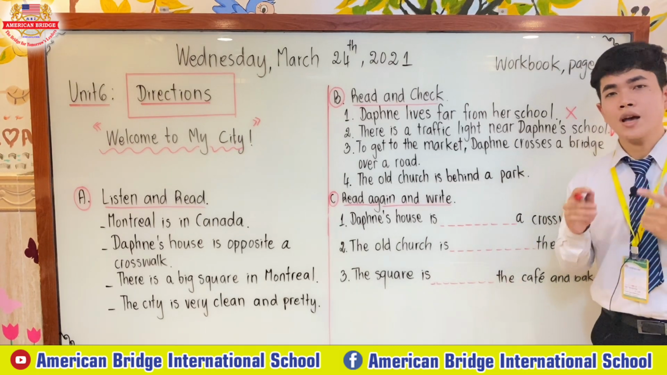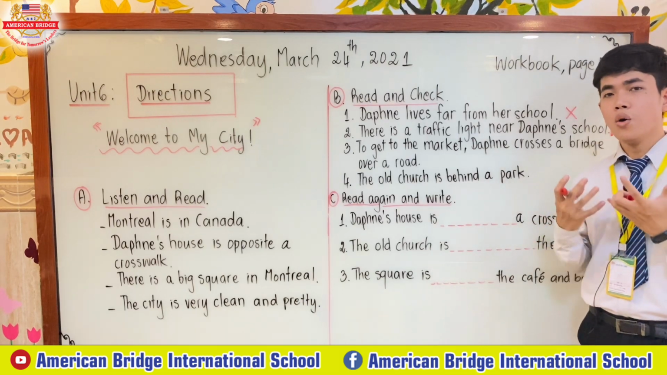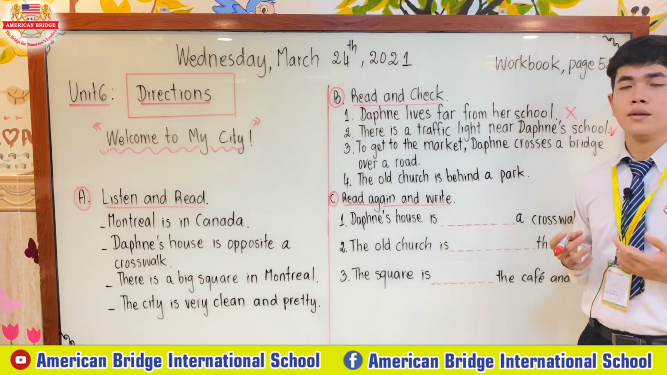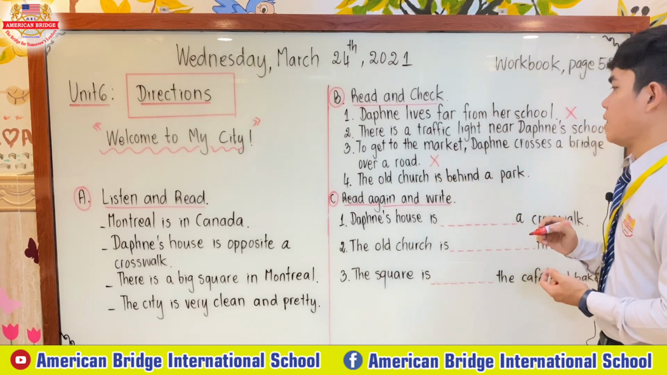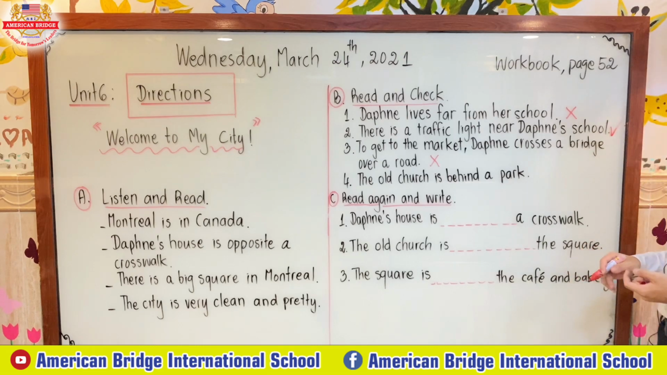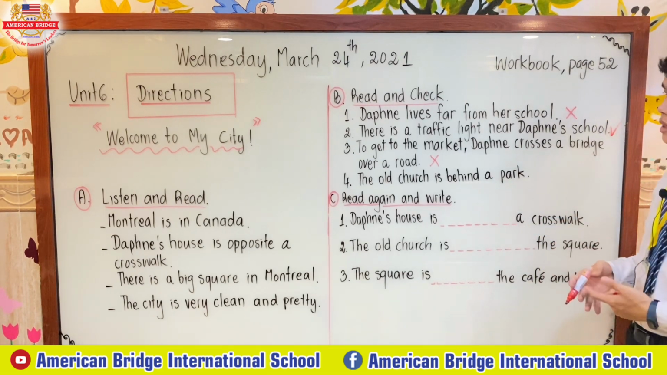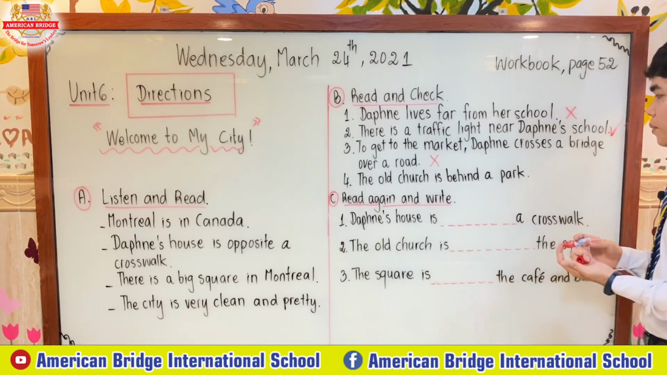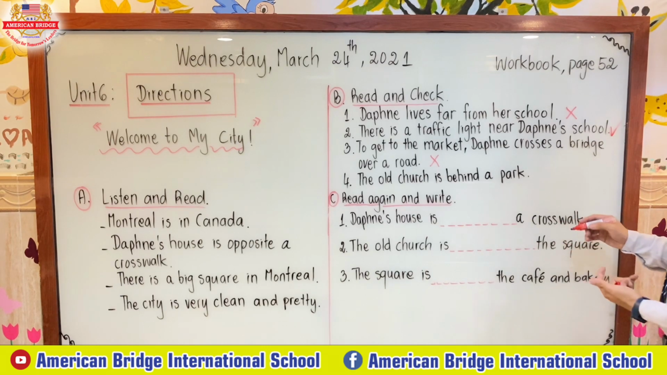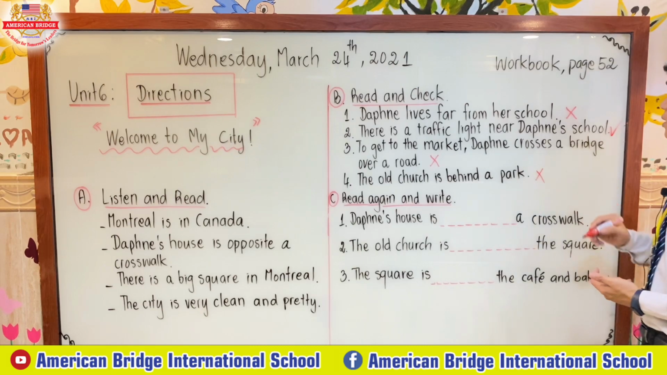But the bridge is not over a road, it is over the Saint Lawrence River. Okay, so the sentence is not correct. Number 4, the old church is behind a park. Yeah, of course, in Montreal there is an old church, and that church is not behind a park, right? So the church is behind a square. Okay, so it is not correct.